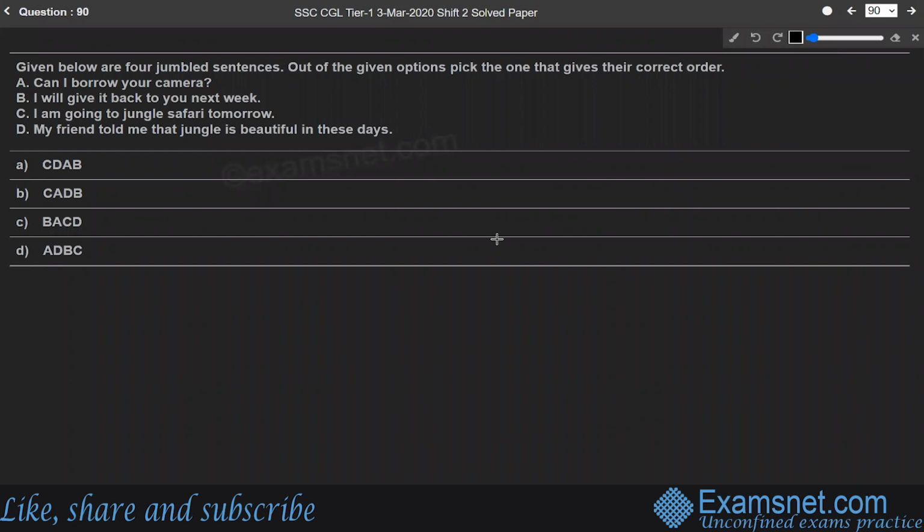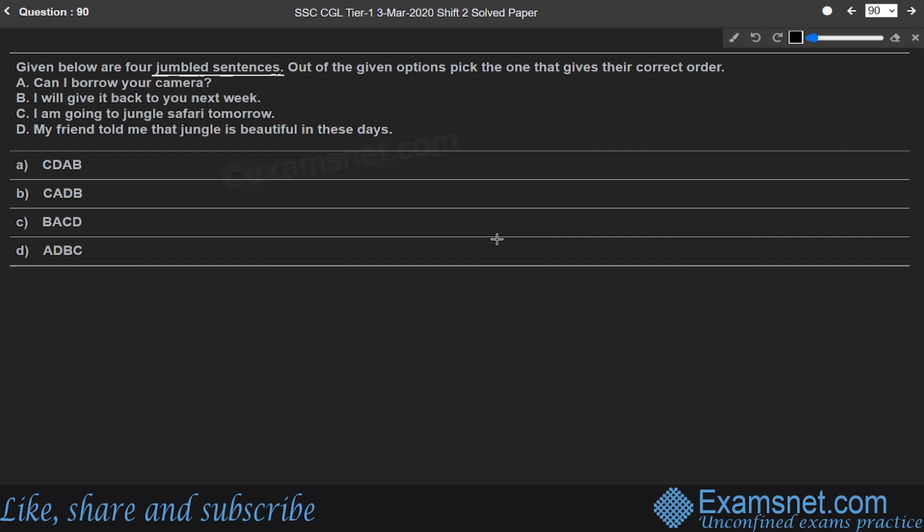Next question is, given below are 4 jumbled sentences. Out of the given options, pick the one that gives their correct order. So in this question, you can see that 4 different sentences are given, but these sentences are jumbled sentences. What do you mean by jumbled sentences here? Jumbled sentences are simply the sentences that are in unmanaged order. So what we have to do is read all the sentences carefully, and then arrange them in a proper order. So it makes sense.